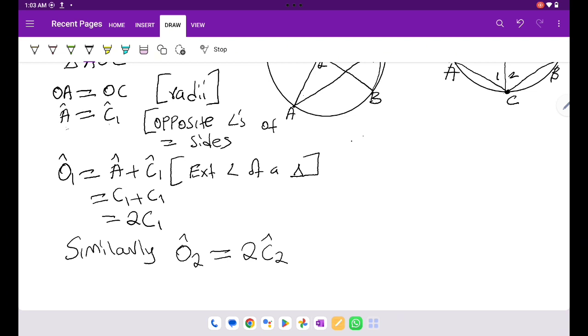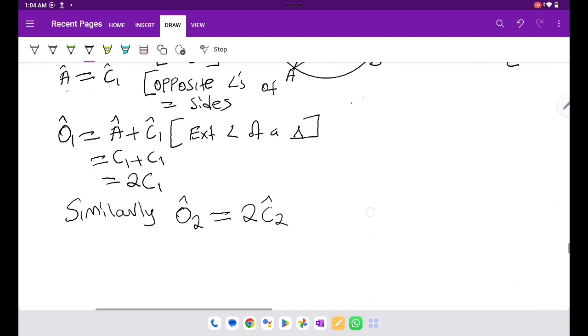Now, we are going to add the ones on the left. So we will say, if we add O1 plus O2, it will be the same as adding 2C1 plus 2C2.